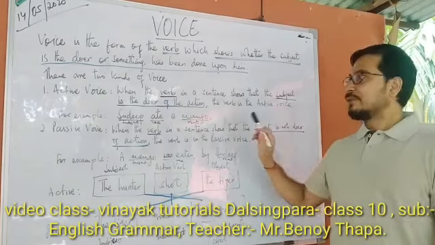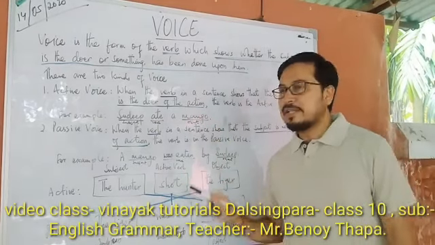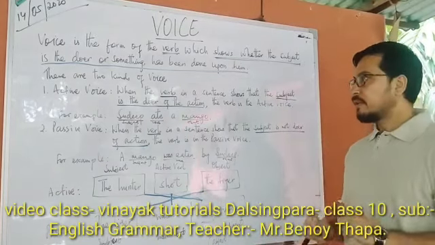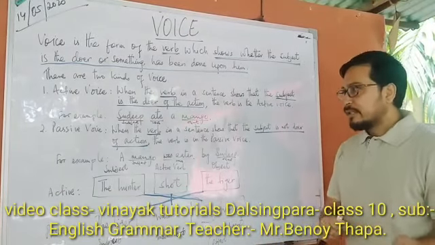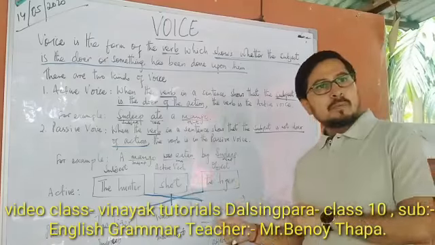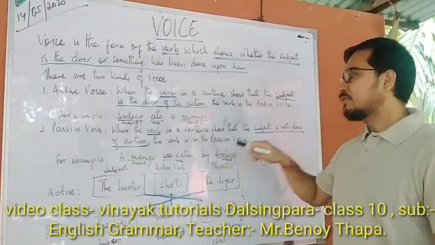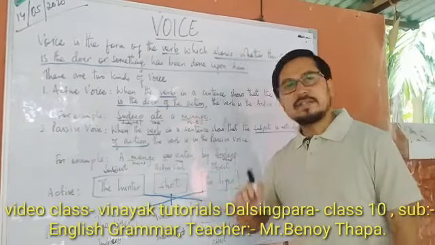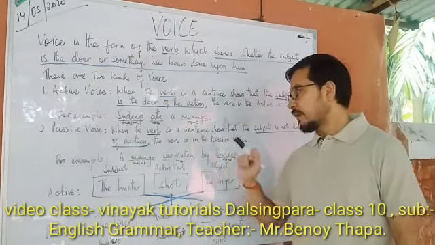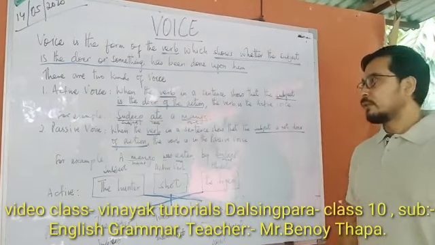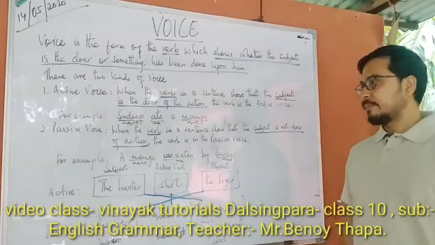Now look at both sentences. If you look at the sentences, we have not changed the meaning. Only the positions of the subject and the object have been interchanged. A mango was eaten by Sudeep. Now a mango here is the subject, was eaten is the verb, and Sudeep here is the object. Now this is what a passive voice is, isn't it?